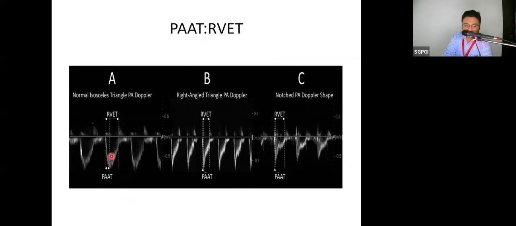So as you can see, this is normal here. In the B diagram, you can see the PAAT. The RVET is shortening here as compared to this diagram in A. And then there is a mid-systolic notch, see this notch from PAAT to, this is known as the mid-systolic notch. Whenever the pulmonary artery pressure rises very high, this notching comes. Here you can see there is no notch. It is a uniform curve here also. But here, this is known as the mid-systolic notch.